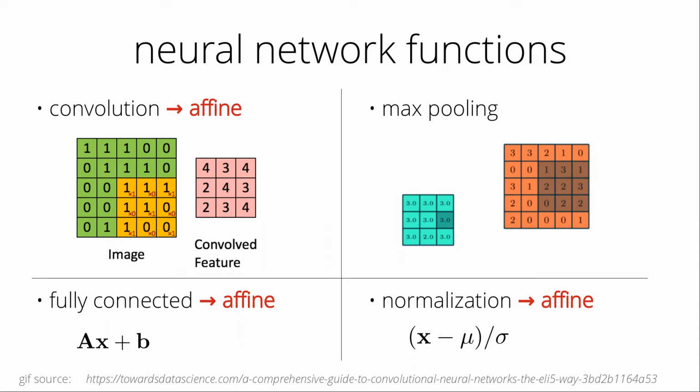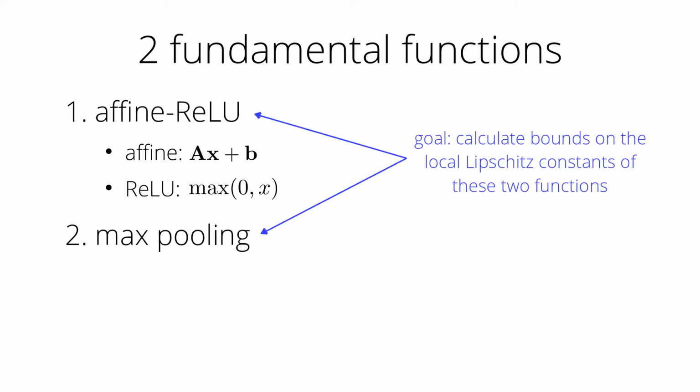And so we have affine and max pooling functions as these 2 main neural network functions. On top of that, affine functions are often followed by an activation function, and the most common activation function is called the rectified linear unit, or ReLU, which is just the max of 0 and the input x. And so that gives us these 2 fundamental functions, which are sort of the building blocks of deep neural networks.